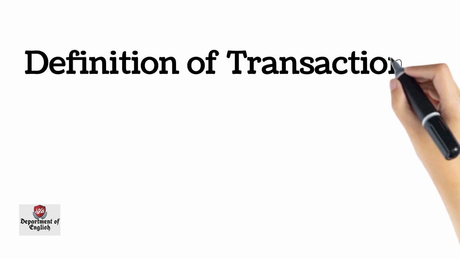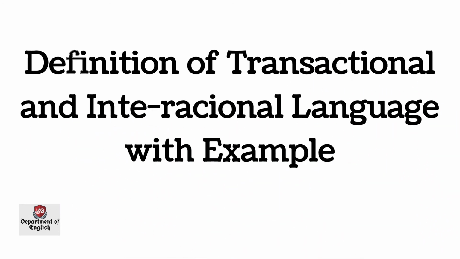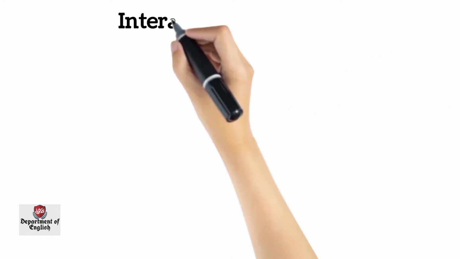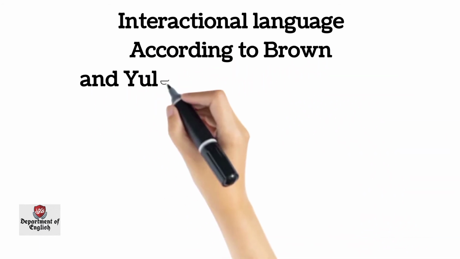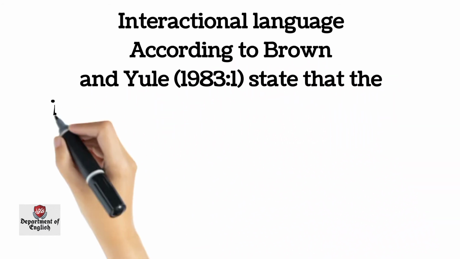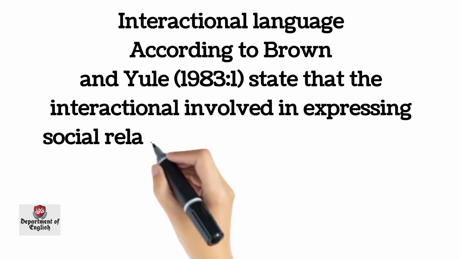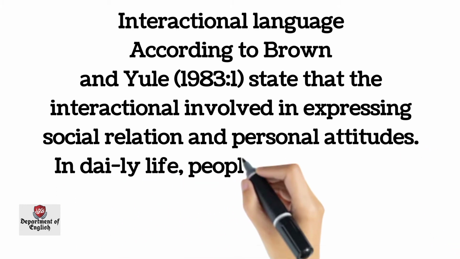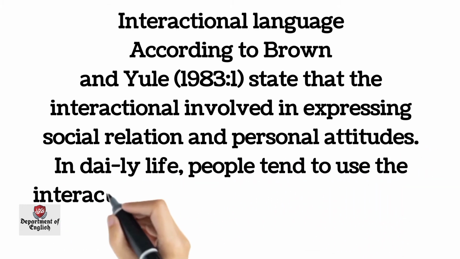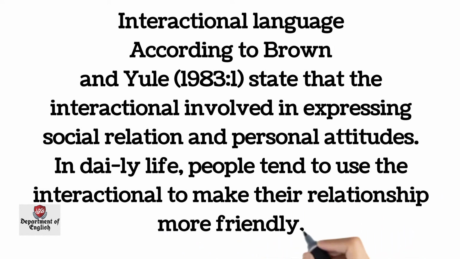Definition of transactional and interactional language with example. Interactional language. According to Brown and Yule, 1983, 1, the interactional is involved in expressing social relations and personal attitudes. In daily life, people tend to use the interactional to make their relationship more friendly.